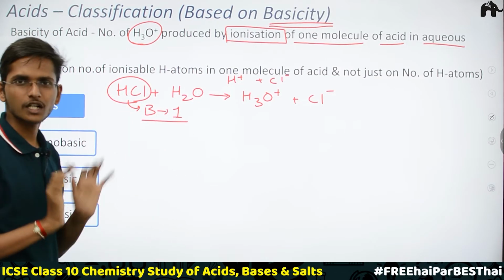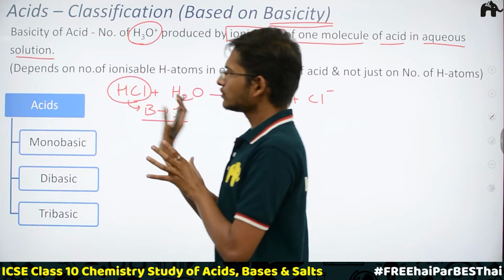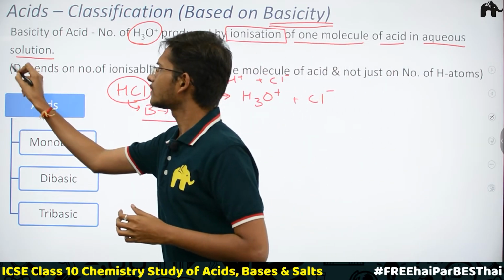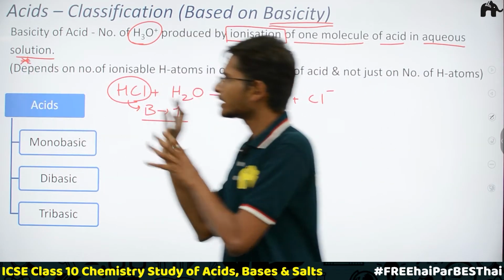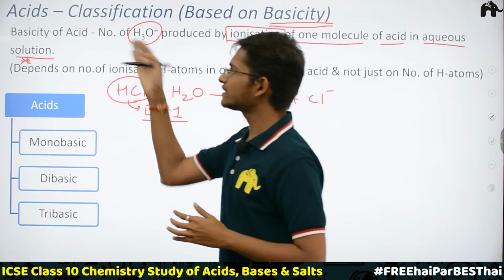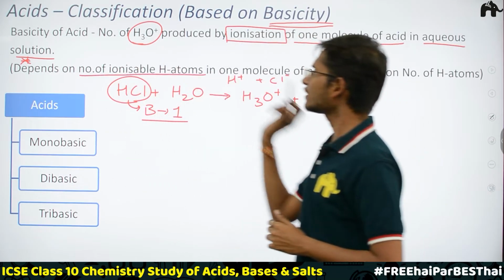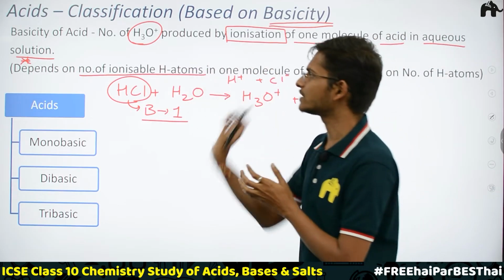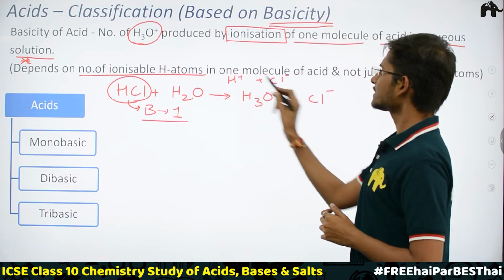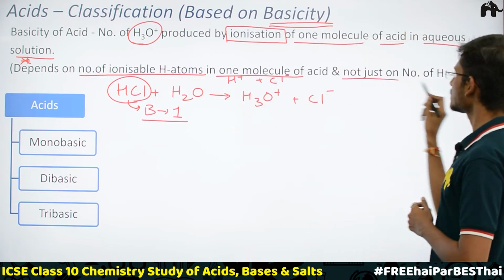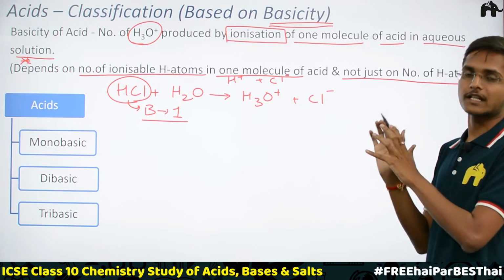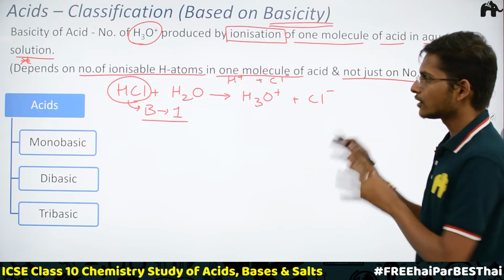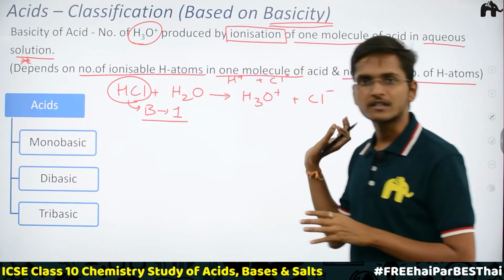Very simple, correct? Now basicity, this is the trickier thing. We will see its example, then we would understand that basicity of an acid depends on the number of ionizable hydrogen atoms. We have already seen this thing, but we are going to correlate it with the basicity part. In one molecule of an acid, and not just on the number of hydrogen atoms present in that one molecule of acid. So let's see this when we see the dibasic acids. So first of all, we have understood what is basicity, correct?